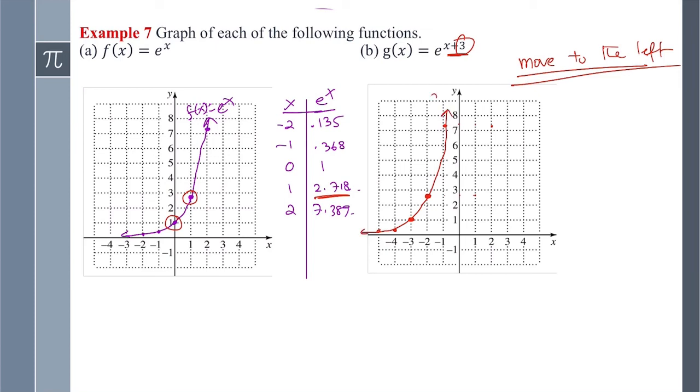So this is g of x equals e to the x plus 3. And then if you keep checking, the y-intercept is 20 point something. Okay, so when x is 0, we got e cubed. So the y-intercept is 20 point something here, way up from there. Okay.